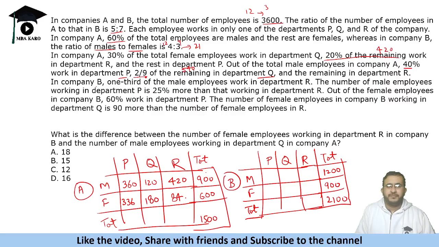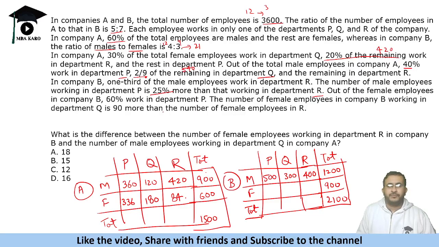And in company B, one third of the male employees work in department R. So 1200, one third in R. So 400 in R. The number of male employees in P is 25% more than that working in department R. So this is 400, P will be 500 and then Q will be 300.